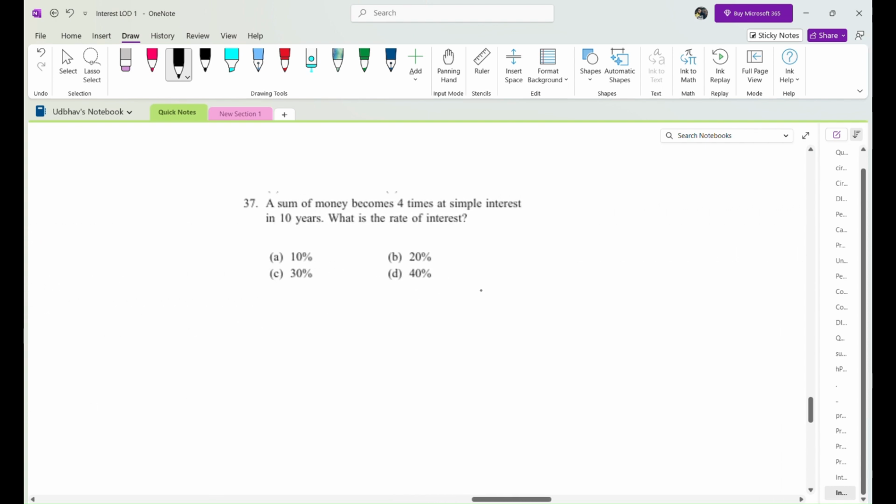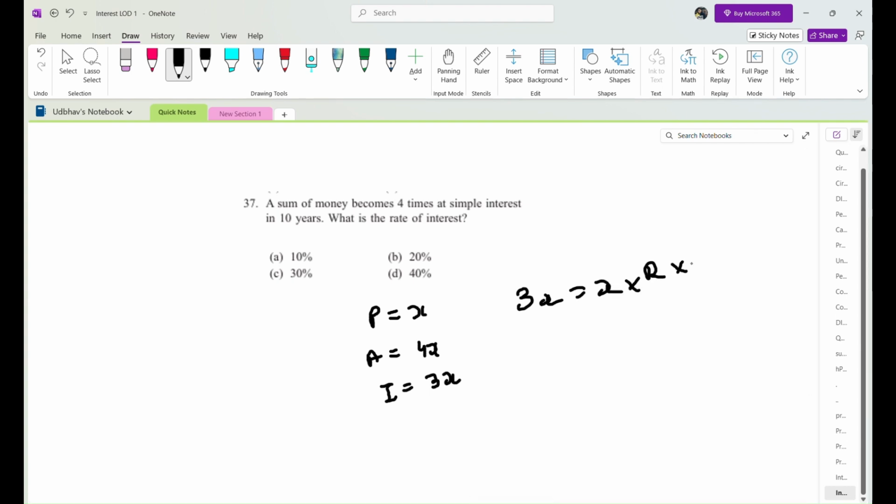Find a sum of money. A sum of money becomes 4 times at simple interest in 10 years. Okay. Sum of money becomes 4 times. So if the sum of money was x, it became 4x. So what is the interest? 3x, amount minus principal. So 3x equals x into r into 10 upon 100. x cancels. R equals 30%.